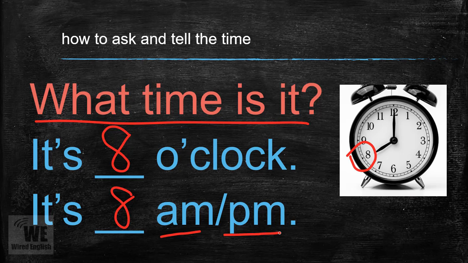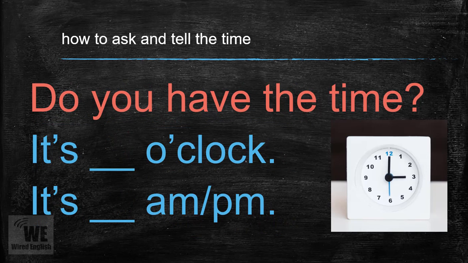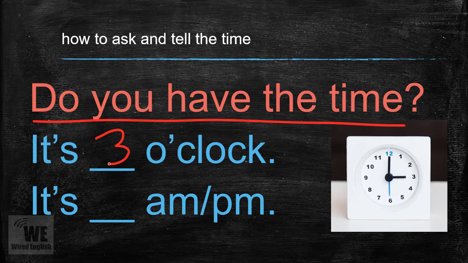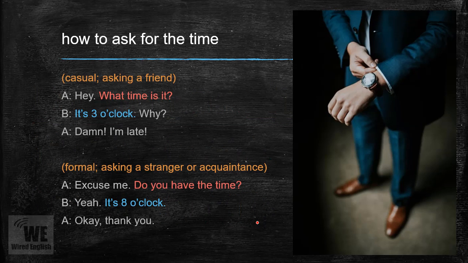Now, another way to ask for the time is to ask, do you have the time? And then we just tell the time the same way. It's 3 o'clock, or it's 3 a.m., or it's 3 p.m. Okay, so let's look at some example dialogues here. So let's look at the first one.